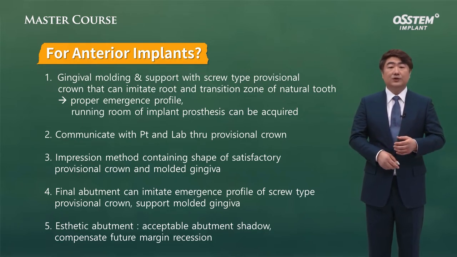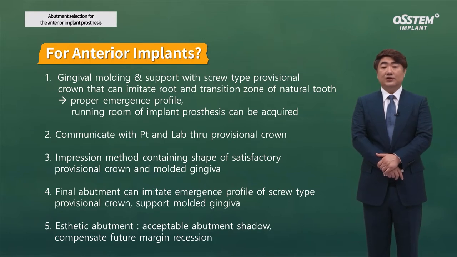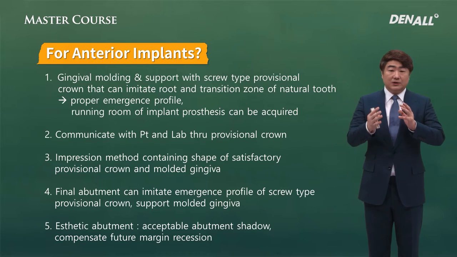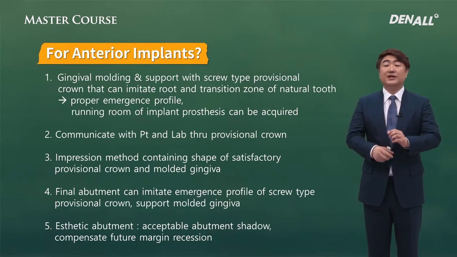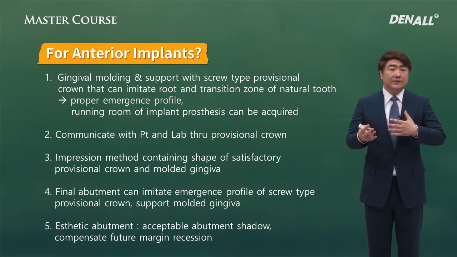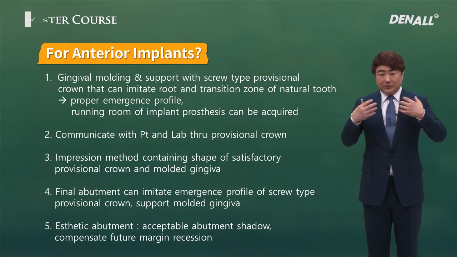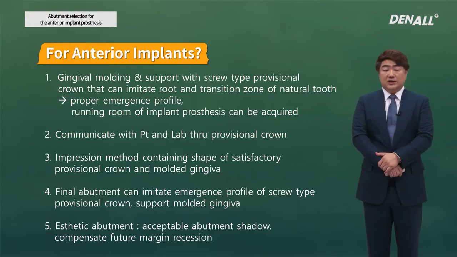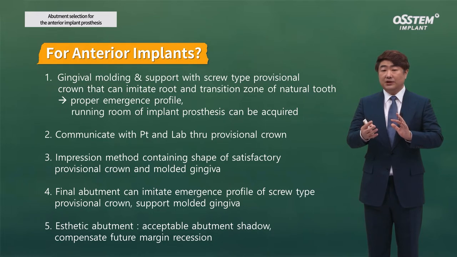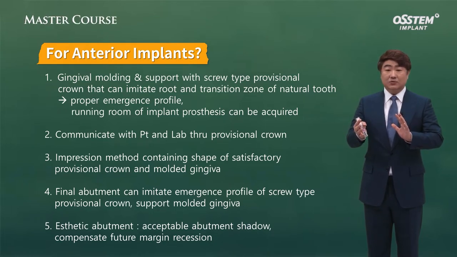With the proper remodeling, if the gingiva is formed, then the shape of the provisional that the patient was satisfied with, plus the internal running room, can be eliminated, you take the impression, and with that you make the final abutment. The emergence profile with the provisional crown and running room are imitated or referenced to be used for abutment selection or to design the abutment. The material of the abutment needs to be aesthetic, should have an acceptable abutment shadow, and should be able to compensate for any potential future margin recession.